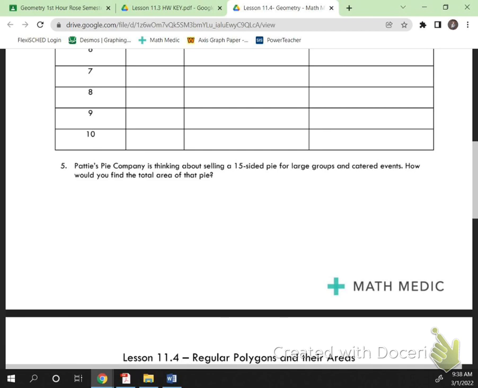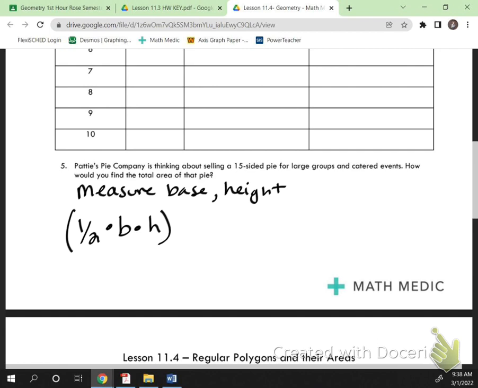I said that you would measure the base and the height. Okay. And multiply those times 0.5, and then multiply that by 15. We're going to measure the base and the height. We're basically going to find the area of that triangle and then times that by 15. Okay?